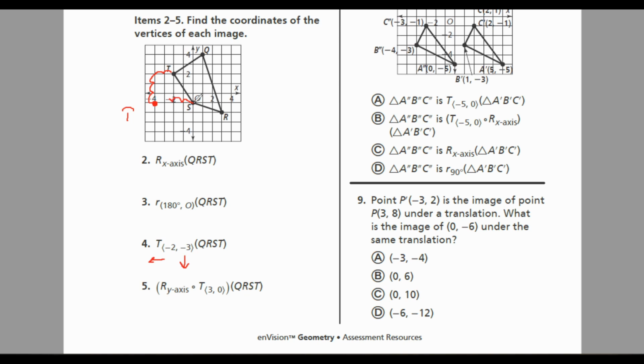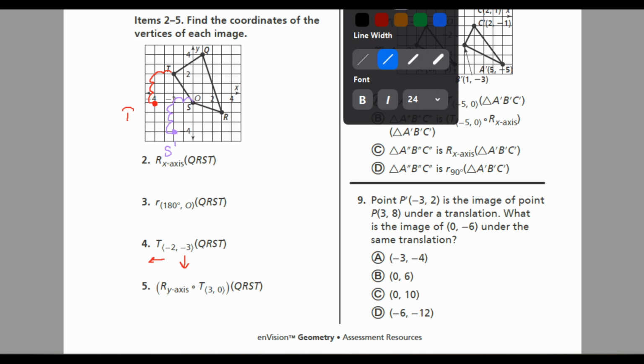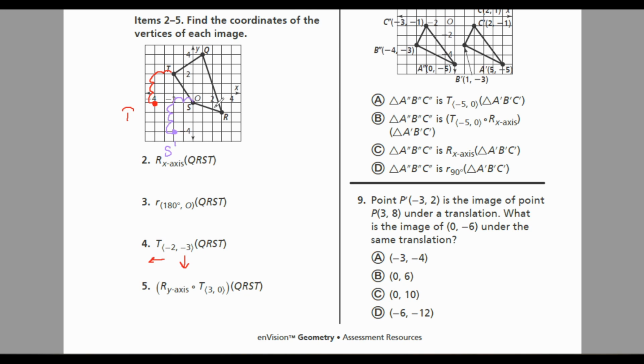1, 2, 3. Oh, 2 to the left, and the color didn't change, so let's go ahead and get that done. 2 left, down 3. 1, 2. 1, 2, 3. This is my S prime. And we just keep doing this until we have all of them. 2 to the left, down 3. And so on. Then we can retrace our shape, our polygon, and have our final answer.